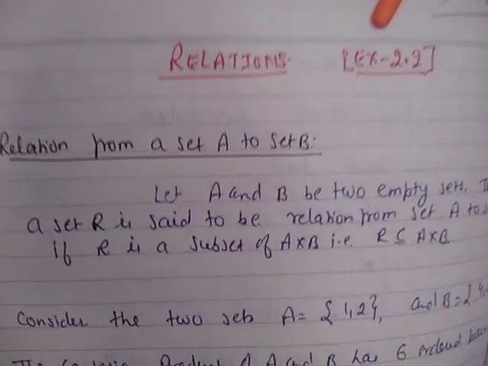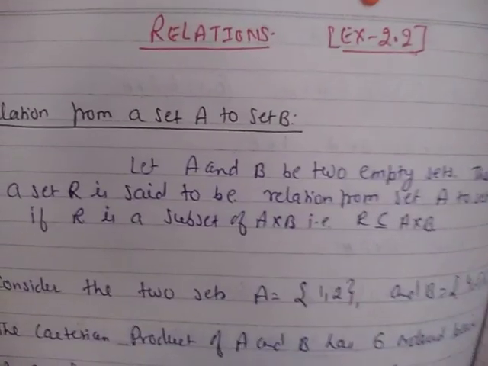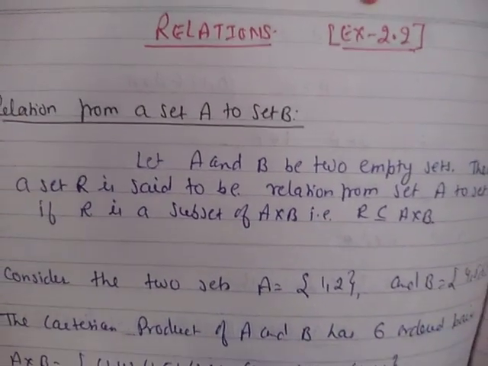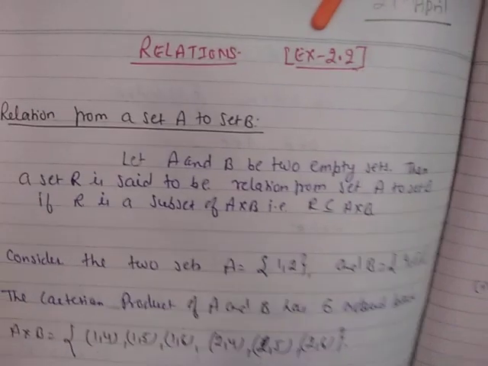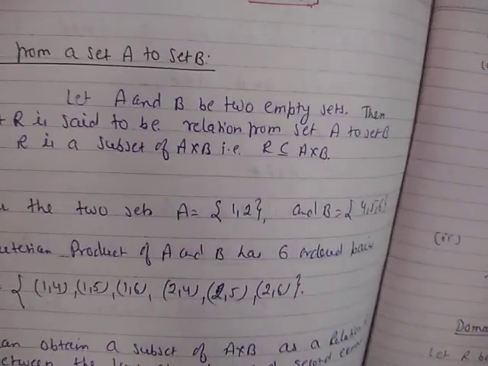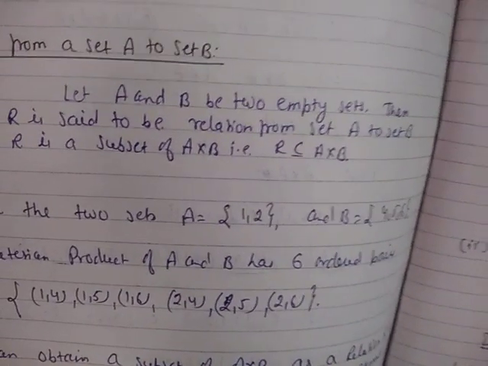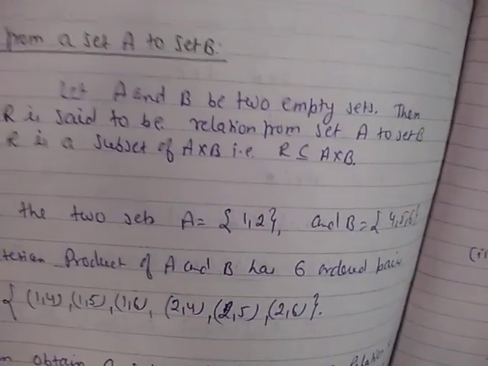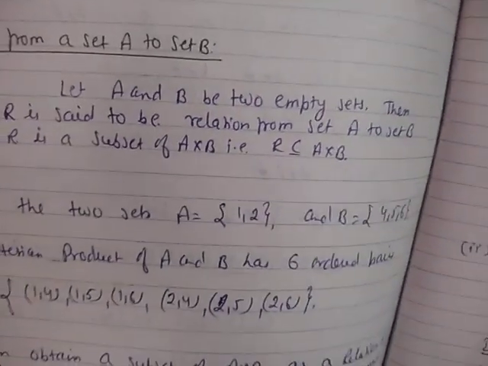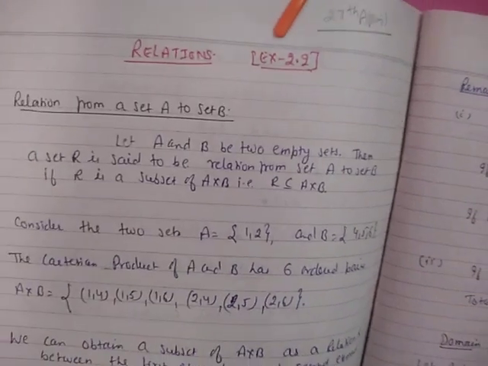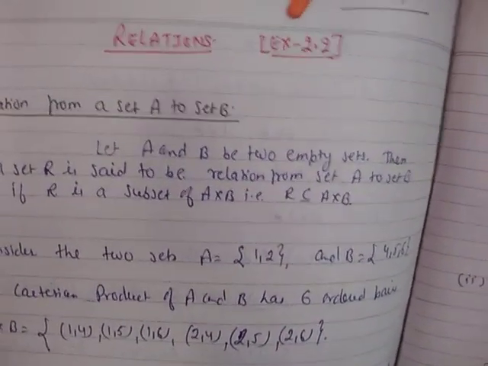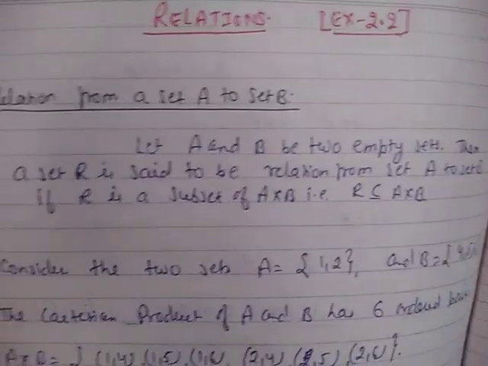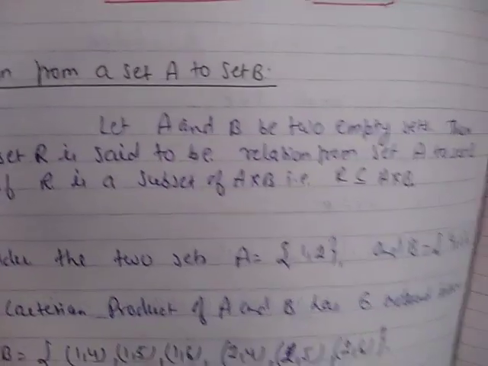Now, relation from set A to set B. Definitely, for making a relation we need to have at least two sets. That two sets can be from set A to set A also, a relation between itself, A to A. Here I am taking A and B as two sets, a relation from set A to set B.